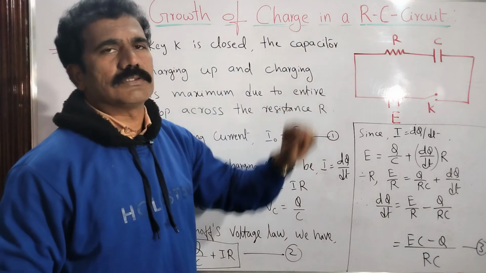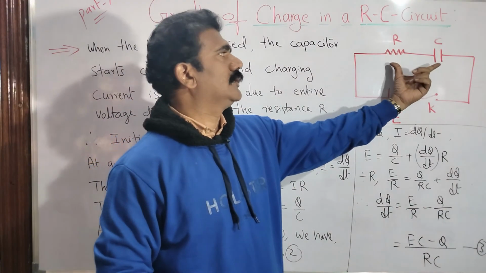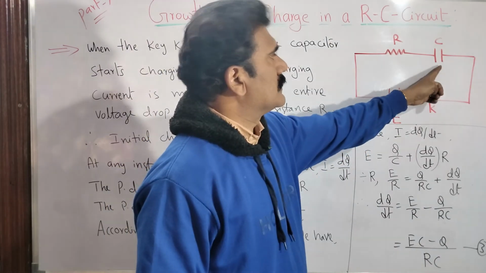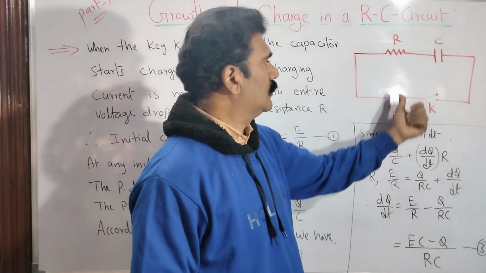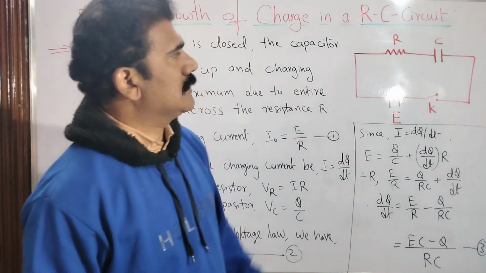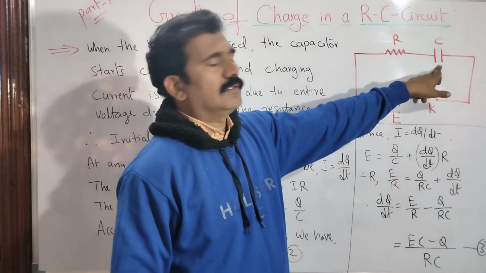In this part of the video, as I told, I am going to discuss the growth of charge in an RC circuit. So we are considering a circuit in which the resistor and capacitor are connected in series. This series combination of RC should be connected to a DC source with a tap key.